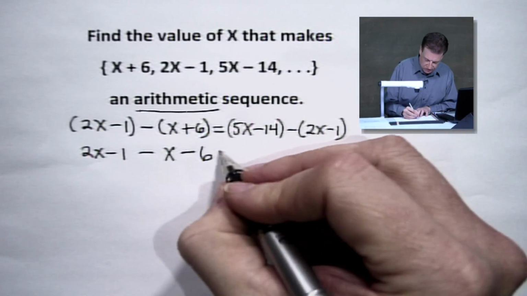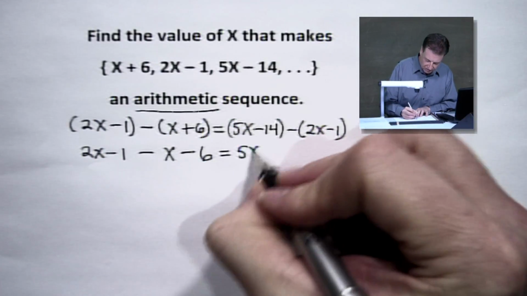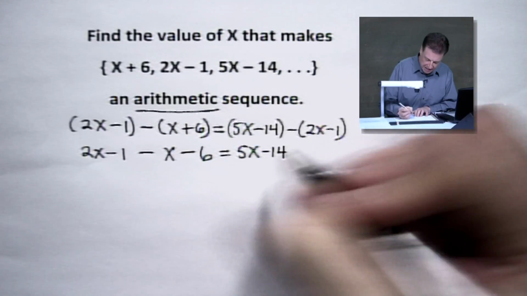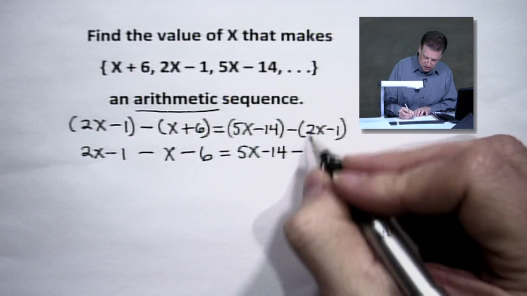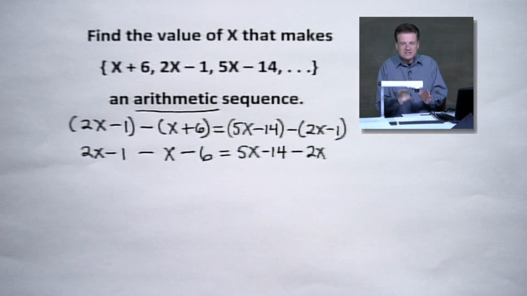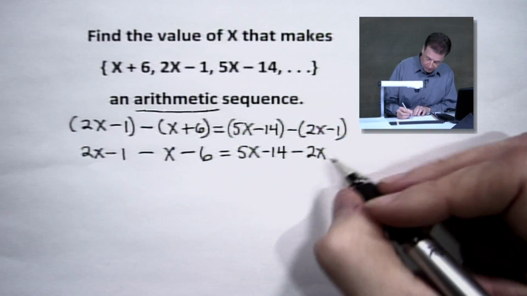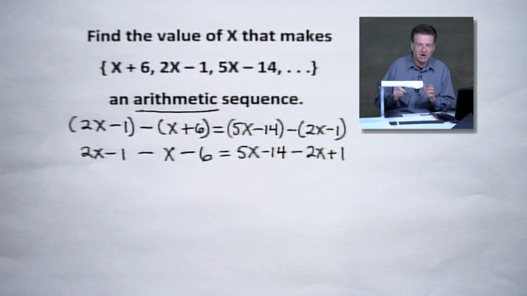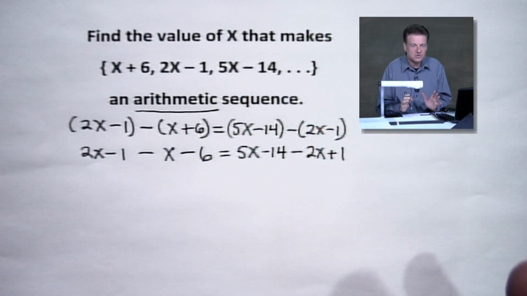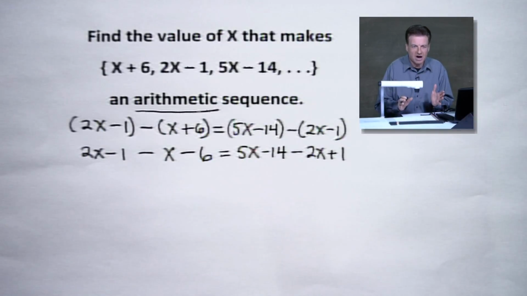Let's see where that's going to lead us on the right side. We've got 5x minus 14. Once again, watch for the sign change. That's going to become minus 2x. And folks, when we take a negative 1 times a minus 1, it's going to go plus. So we're going to put a plus 1 right there. So there's our story at this point. Parentheses are cleared. Signs are good, all right?